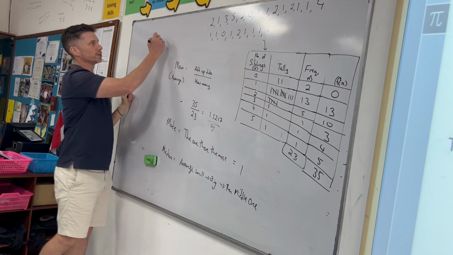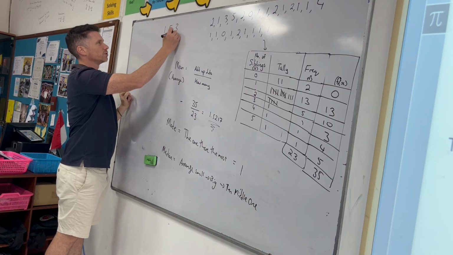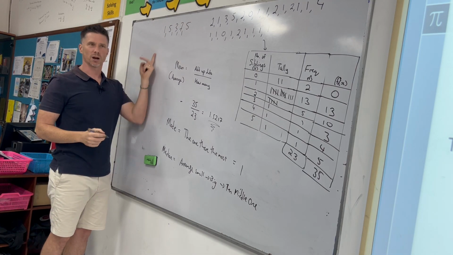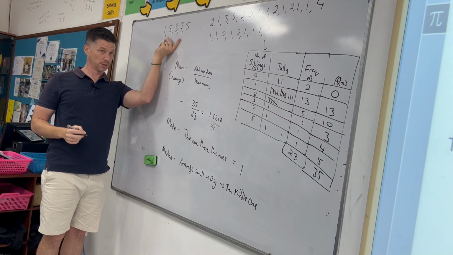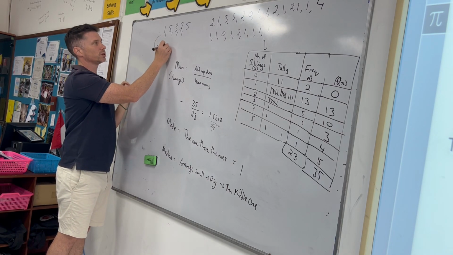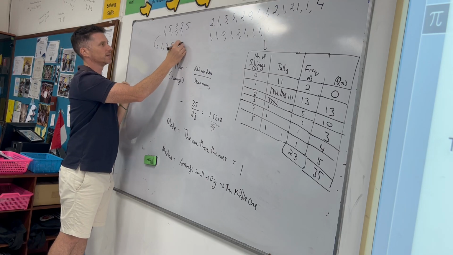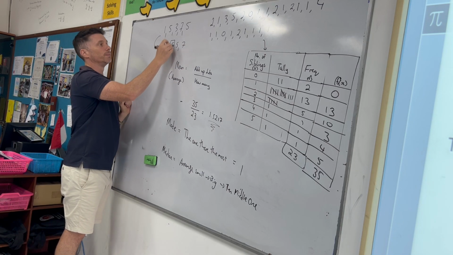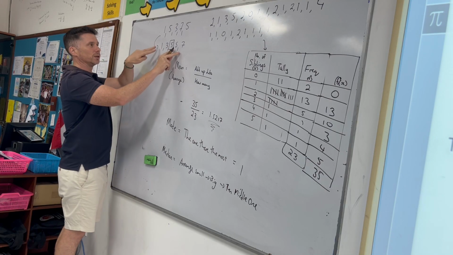So if we had a number set like 1, 5, 3, 7, and 5, I would arrange it first: 1, 3, 5, then a 5, then a 7, and I would look for the middle number. And the middle number here is definitely 5. There's 2 either side of it.